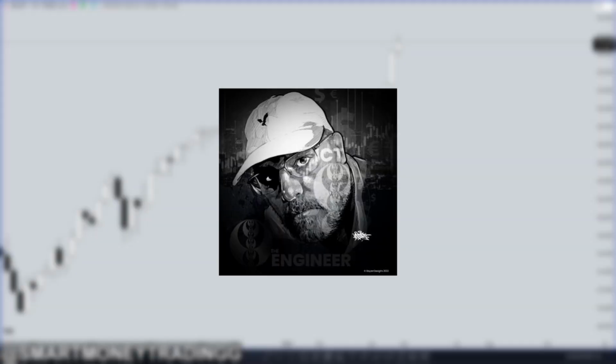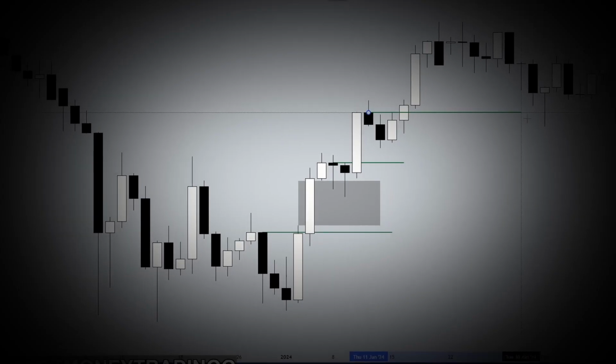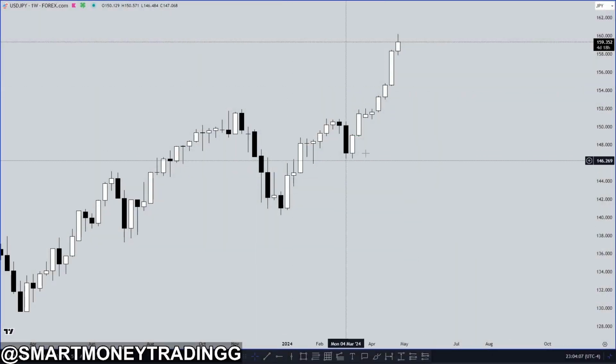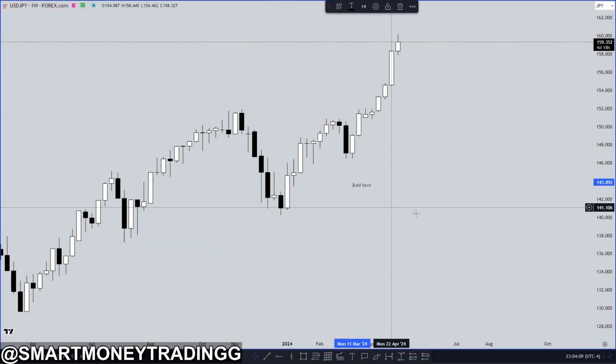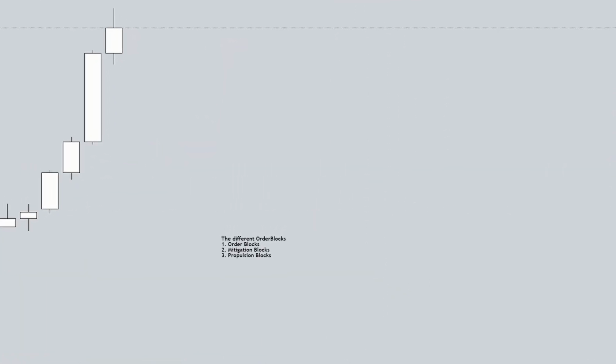When trading ICT concepts, there are different order blocks to trade off of, and in today's video, we will cover just that. We're going to cover multiple different order blocks. In order to really understand them, you're going to have to be able to identify them first and foremost.